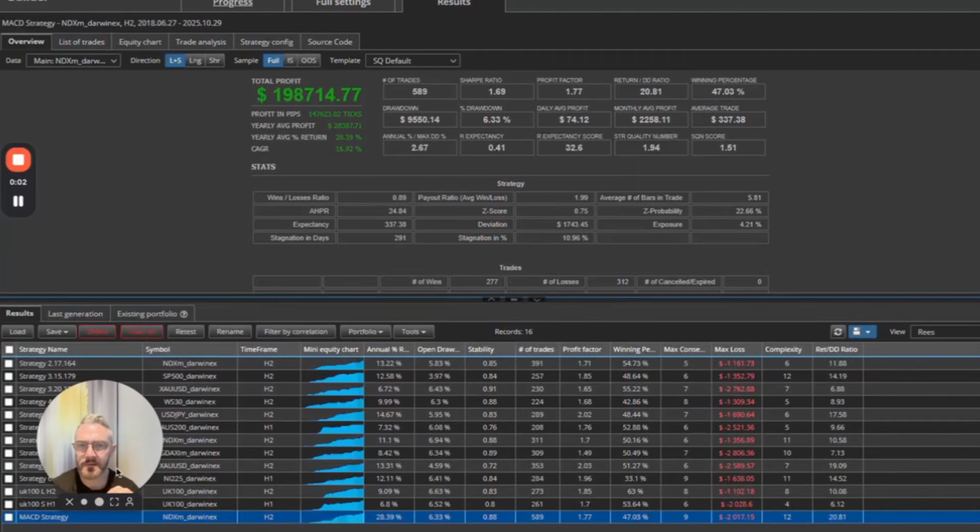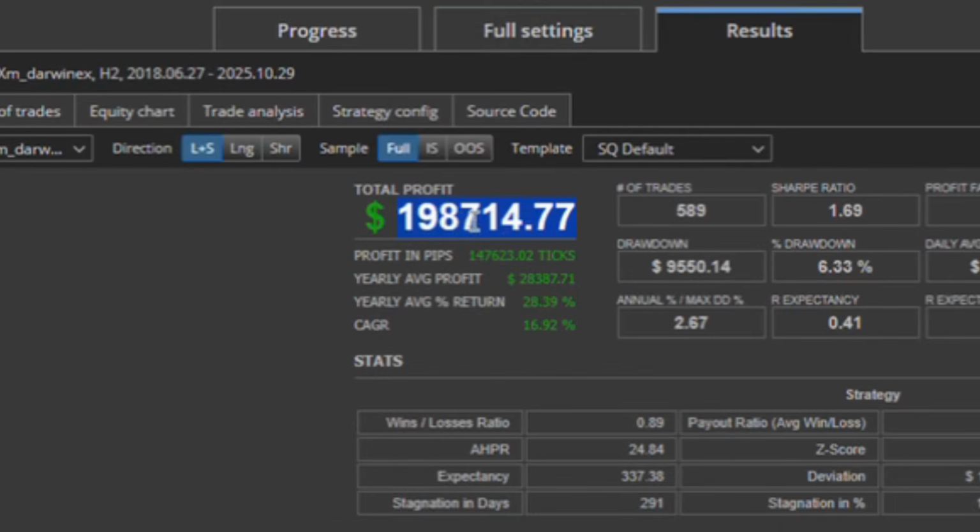Before I break down the strategy itself and the entry criteria, let's just show some of the results. This test was conducted over an 8-year period, and the profit on this MACD strategy was $198,714.77 with a yearly average return of 28.39%.